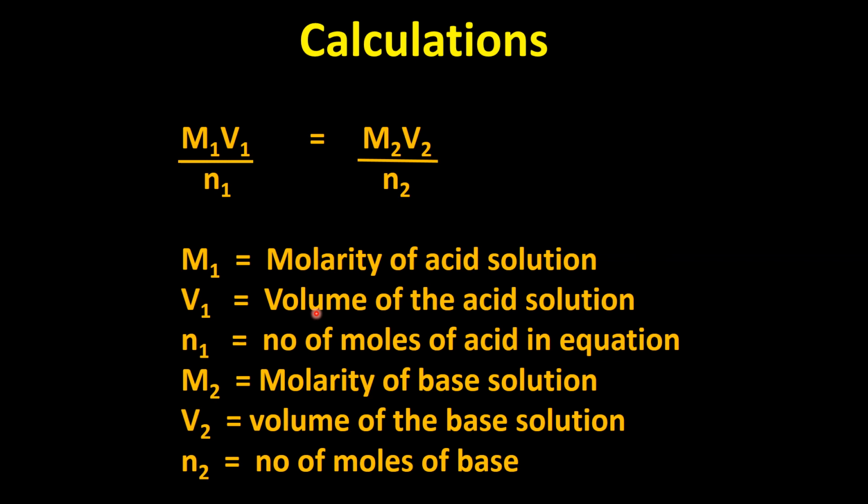N1 is the number of moles, which I get from the chemical equation. M2 is the molarity of the base solution, which is unknown, and I have to find it with the help of calculation. V2 is the volume of the base solution, which I find by measuring it with a pipette, and it is 10 ml. And N2 is the number of moles of the base. So let's carry out the calculation.